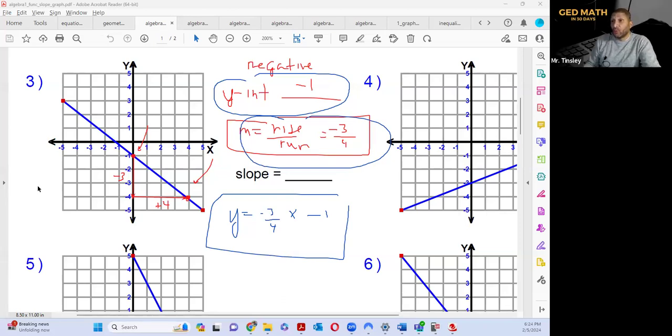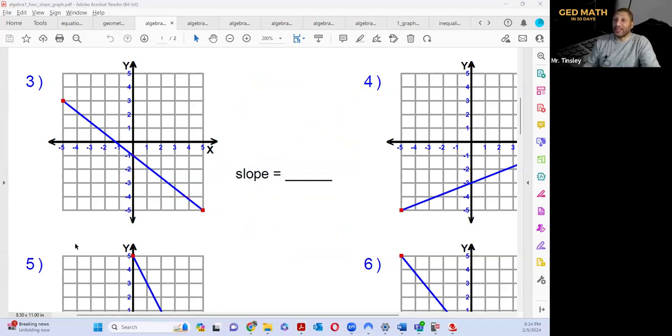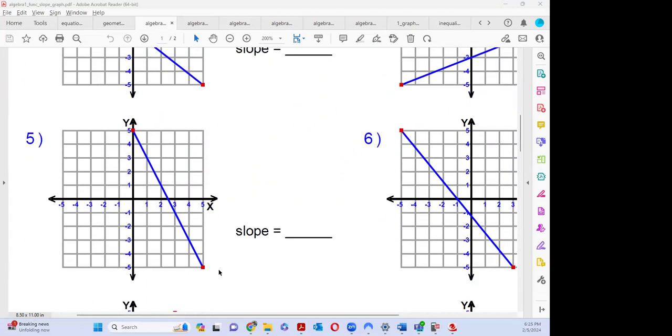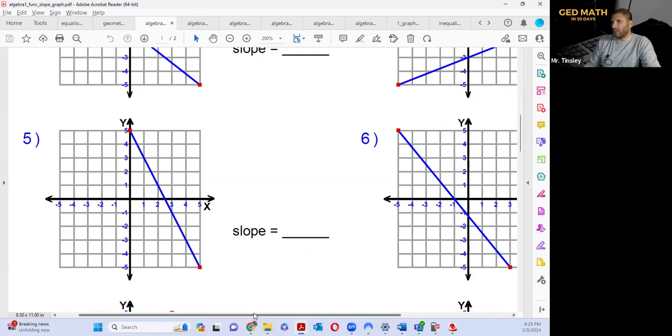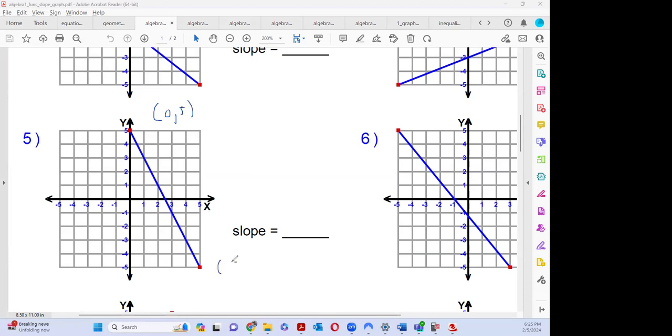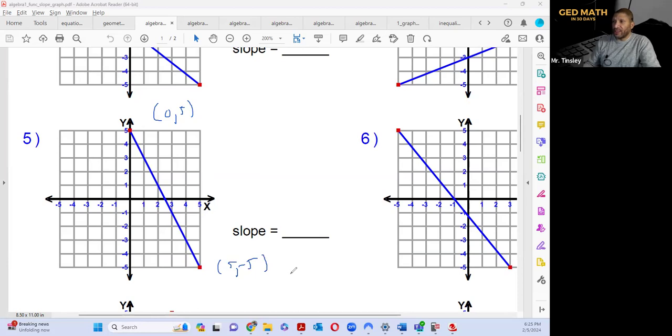What I'm showing you is the way I would do it and the way I think is the easiest way to do it. But here, see, let's do this one, number 5. I could say, okay, this point is 0, comma 5. This point is 5, comma minus 5. And then I could go y2 minus y1 over x2 minus x1.